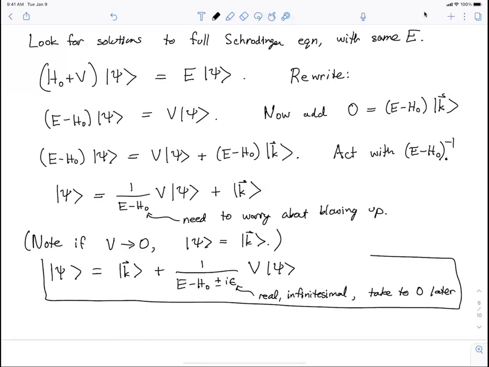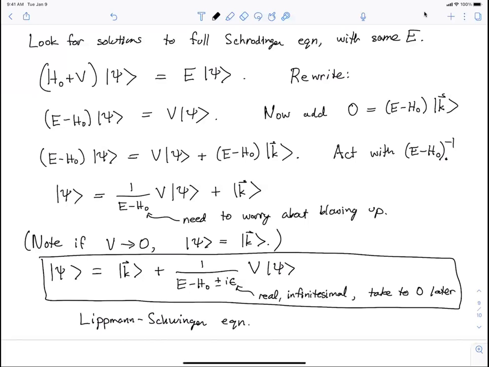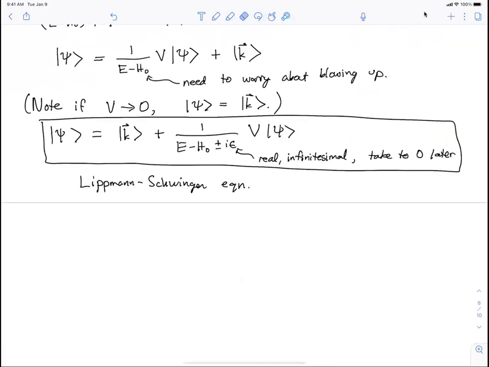So now we've got an equation that we want to solve. This is known as the Lippmann-Schwinger equation. Okay, and I said plus or minus i epsilon, it's going to turn out that the plus sign is what we want, but that's not obvious yet, and it won't be obvious for a while. So for a while, I'm just going to keep both signs, but it will turn out that the plus sign is what we want. Okay, so we're going to keep both for now.